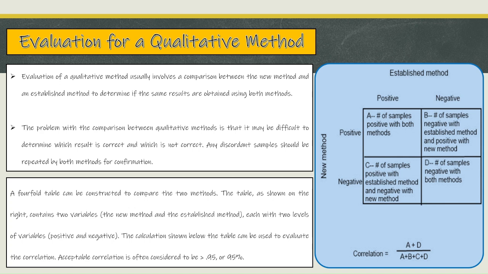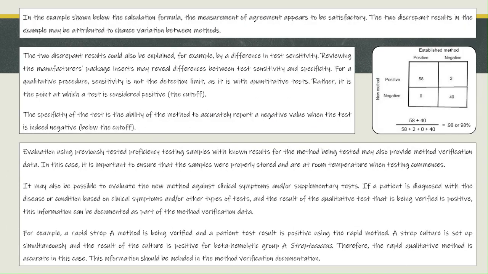The calculation shown below the table can be used to evaluate the correlation. Acceptable correlation is often considered to be greater than 0.95, or 95%. In the example shown below the calculation formula, the measurement of agreement appears to be satisfactory. The two discrepant results in the example may be attributed to chance variation between methods. The two discrepant results could also be explained, for example, by a difference in test sensitivity.